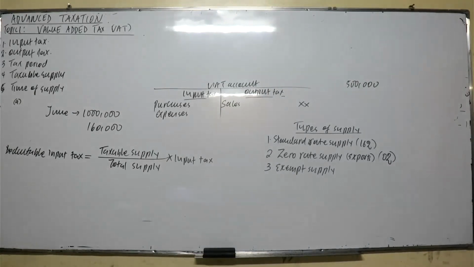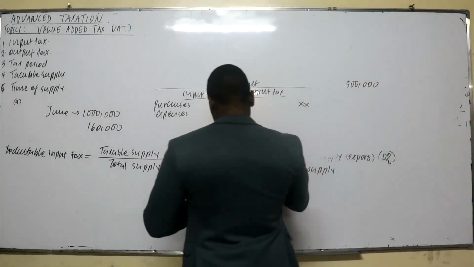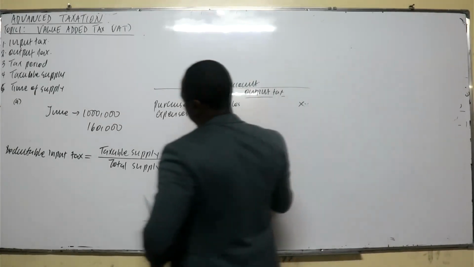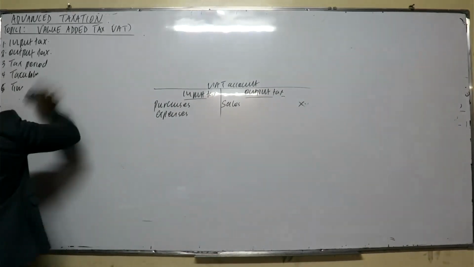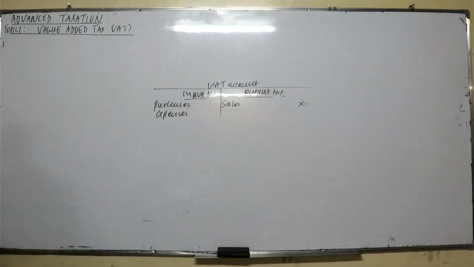Good. For a person to register for voluntary registration, the commissioner must be satisfied that: number one, the person is making or shall make taxable supplies.